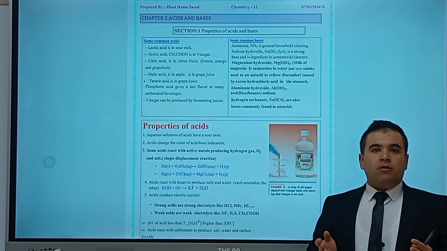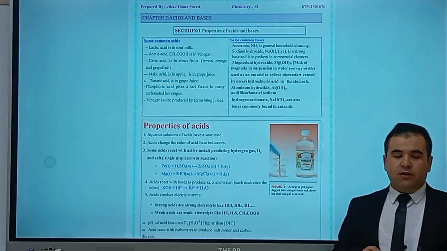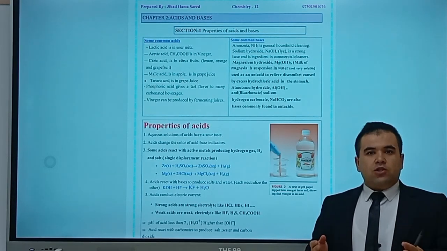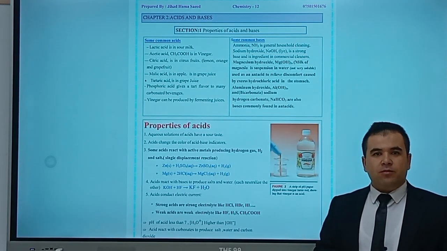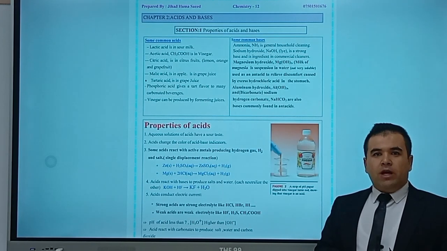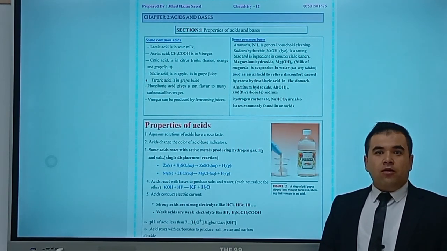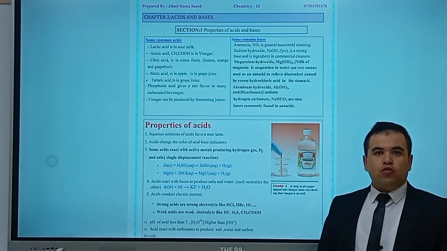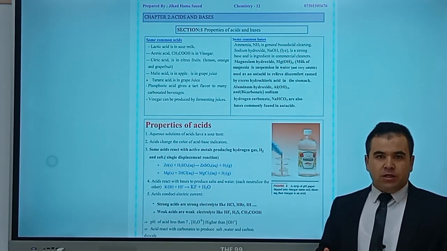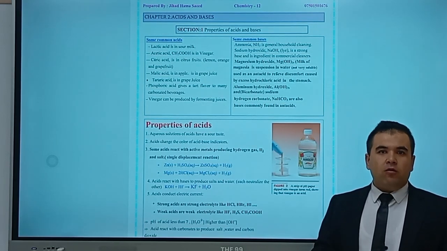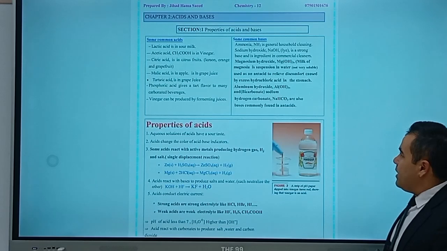And we'll be talking about the first definition of acids and bases, which is the Arrhenius acid and base definition. The second section will be about the two other definitions of acids and bases, the Bronsted-Lowry and Lewis acid-base definitions. And the third section will be about the conjugate acids and bases and their strengths. And also we'll be talking about neutralization and acid rain as well. Let us start from section 1, guys.